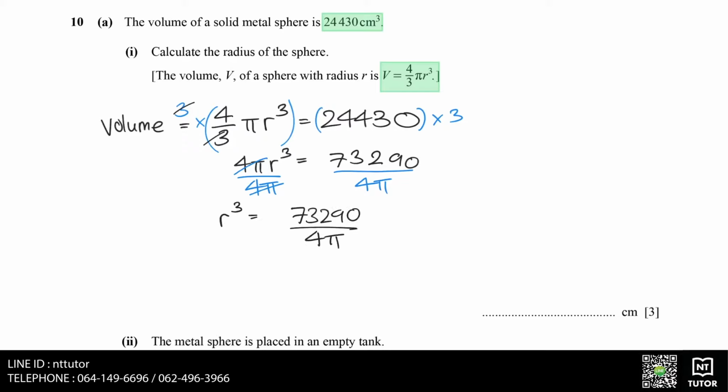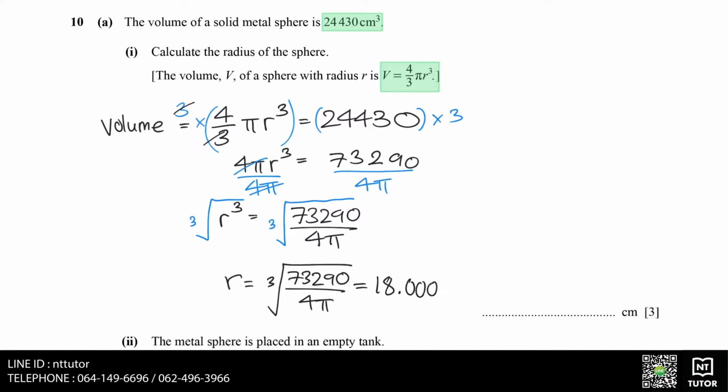Now that we have r cubed equals something, we can remove the cube by doing the opposite of the cube, which is cube root. And we get r equals 18.0002, which is just 18.0 to 3 significant figures.